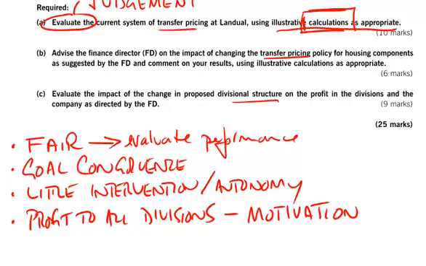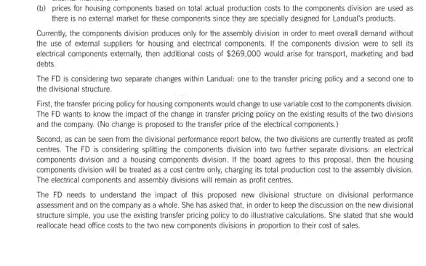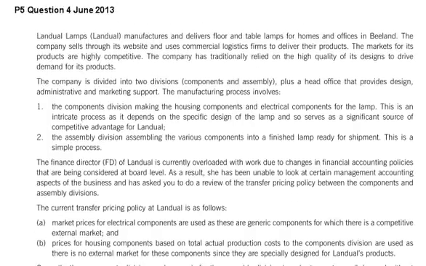So let's go and see what the question then said about this. We've got a very classic situation. We have the two divisions, one components and one assembly. The head office is there allegedly providing some sort of support. The components division makes housing components and electrical components.